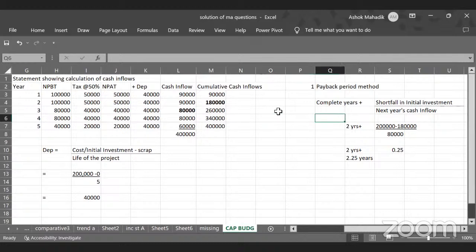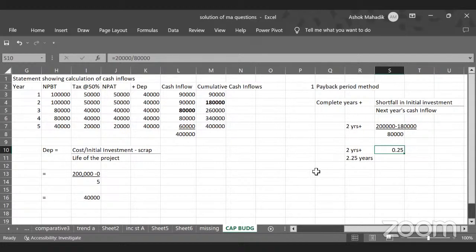So you have to make such a table, and the first method you have to calculate like this only. The first one is the payback period method. The formula is complete years plus shortfall in initial investment upon next year's cash inflow. Complete years means the figure which is closest to the initial investment. That year will be considered as minimum. So minimum 2 years will be required, plus how much is the shortfall? 20,000 divided by next year's cash inflow. If we solve this fraction, we get 0.25 as the answer. So your final answer is 2 years plus 0.25, that is 2.25 years. Clear?